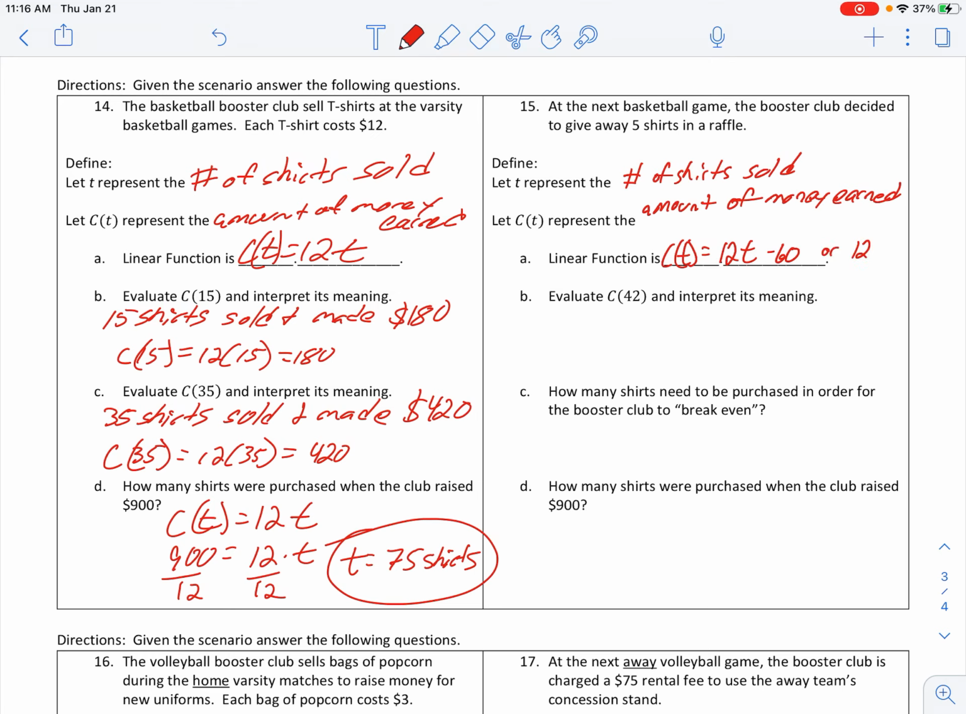Or we could write it in that factored form we've talked about, where the number of shirts we sold, take out those 5 freebies, and then multiply it by 12. It's going to give me the same thing. I'd be fine with either form. That is what we call factored form on the other one.